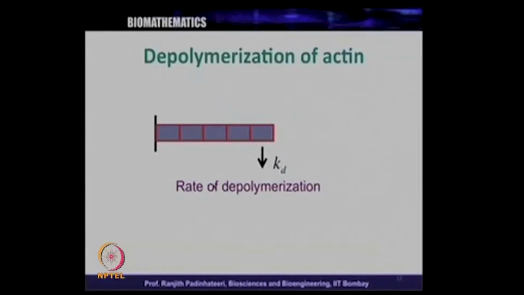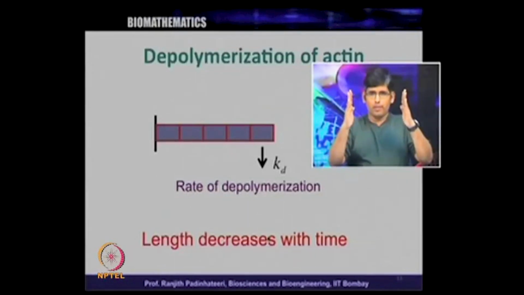So, when the depolymerization is at rate Kd, the length of the polymer decreases. This is something which we all know: when it is depolymerizing, the length decreases with time. So, this is what happens if you have a polymer just depolymerizing. The length decreases one by one. So, it just shortens, the polymer shortens.